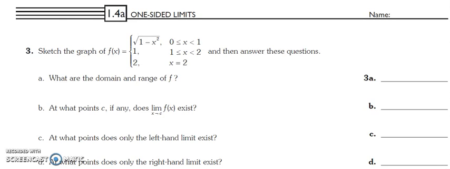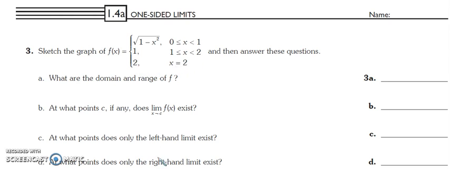I want to go over the 1.4a worksheet titled One-Sided Limits. You're given a piecewise function, and you have to sketch the graph of the piecewise function. So we're going to go ahead and do that. They give us the square root of 1 minus x squared in the domain from 0 to 1. They give us 1 in the domain from 1 to 2, and then 2 when x equals 2.